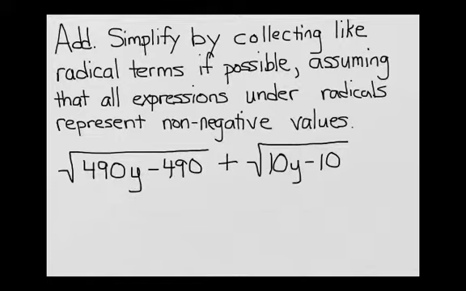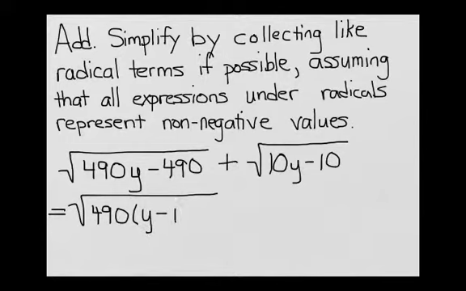So we notice that the structure of those are quite similar and that each of those radicals contains a binomial with a common factor. So we can rewrite those expressions by factoring out that common factor. So we can say the square root of 490 times y minus 1 plus the square root of 10 times y minus 1.